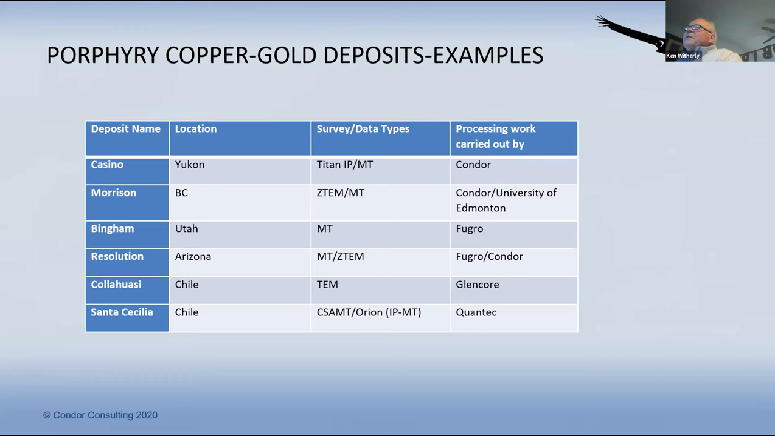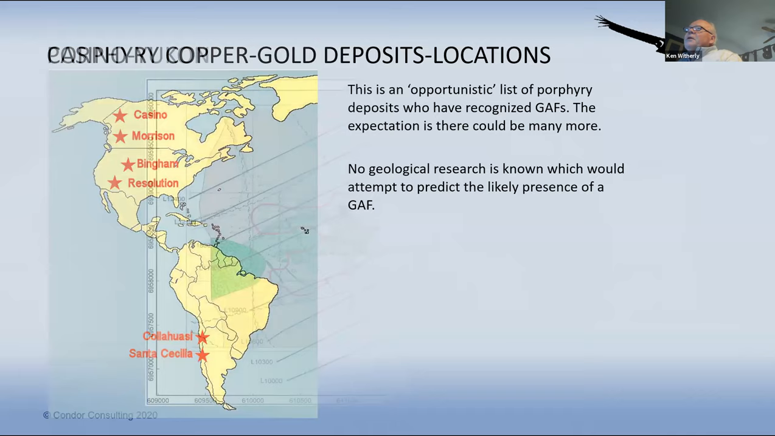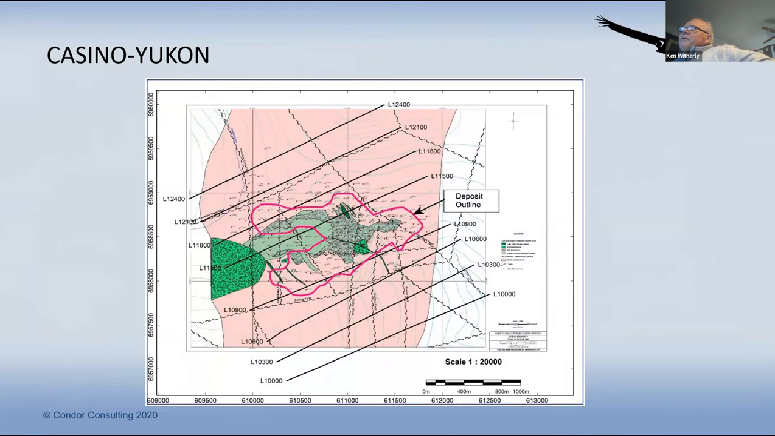Here are the deposits located geographically. Casino was the first one, and then we kind of marched down to Santa Cecilia in Chile and Cotahuasi. So with the Casino deposit, we had the Titan survey, as I mentioned, and the lines for this Titan are in black, and the deposit itself, the economic pit outline, is shown as that magenta color.